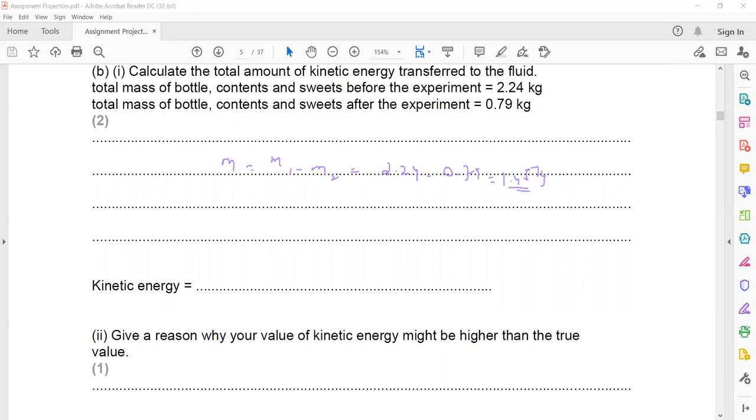That's the total mass. Because we are finding kinetic energy, we use the launching speed, which was 7.5. Horizontal and vertical components of velocity are there, but for kinetic energy we use the speed, which is half mv squared. So half times the mass transferred, 1.45, multiplied by the launching speed 7.5 squared, gives us about 40.8 joules. This is the amount of energy transferred to the liquid.